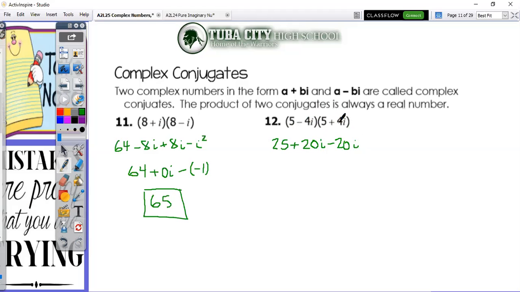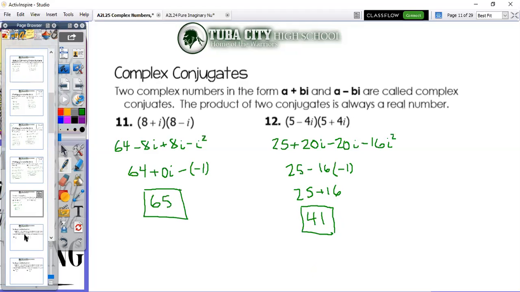Here I'm going to have, let's see, negative, negative, because negative times positive. 4 times 4 is 16, and i times i is i squared. So 25 minus 16 times negative 1. And again, I'm just going to ignore this part because it already zeroed out. They cancel out completely. And this is going to be 25 plus 16. So 25 plus 16 is 41. And that's it for that one.